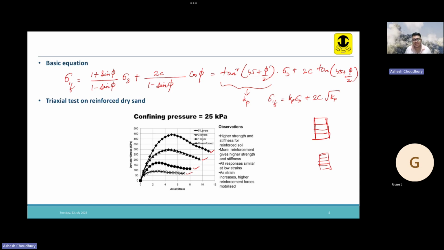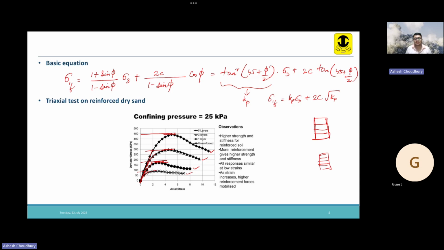Higher strength and stiffness for reinforced soil. So you can see as the soil is reinforced, this initial stiffness is increasing, right? The soil is becoming more stiff, right? So more reinforcement gives higher strength and stiffness. As we increase the reinforcement, the soil is becoming more and more stiff, and we are getting higher strength. You can see the peak value of the strength is increasing, right? So initially unreinforced it is this, then as we are increasing the number of reinforcement, the peak is increasing, right?